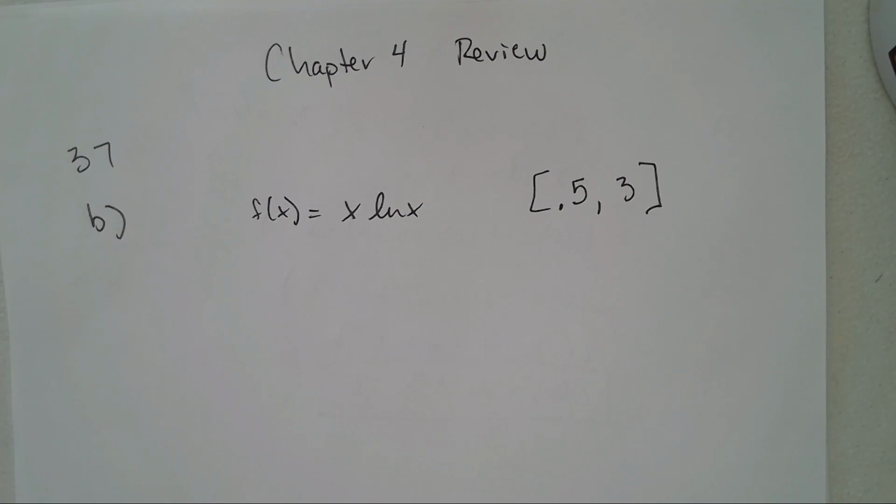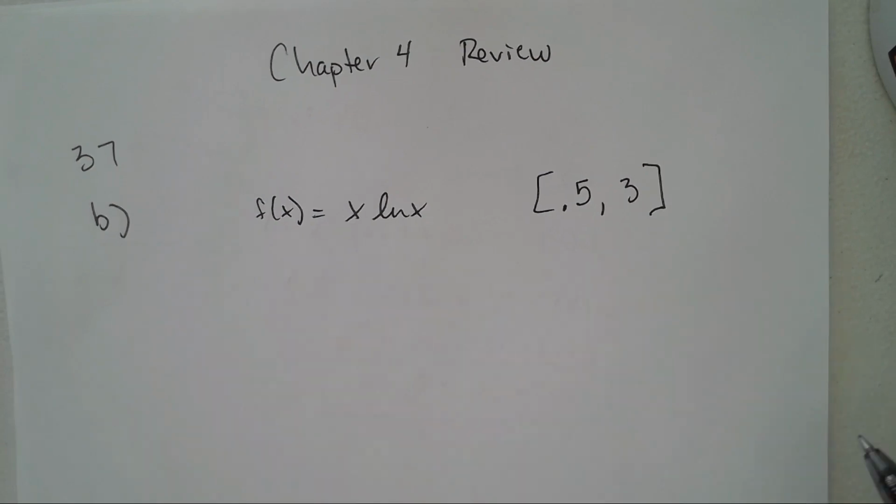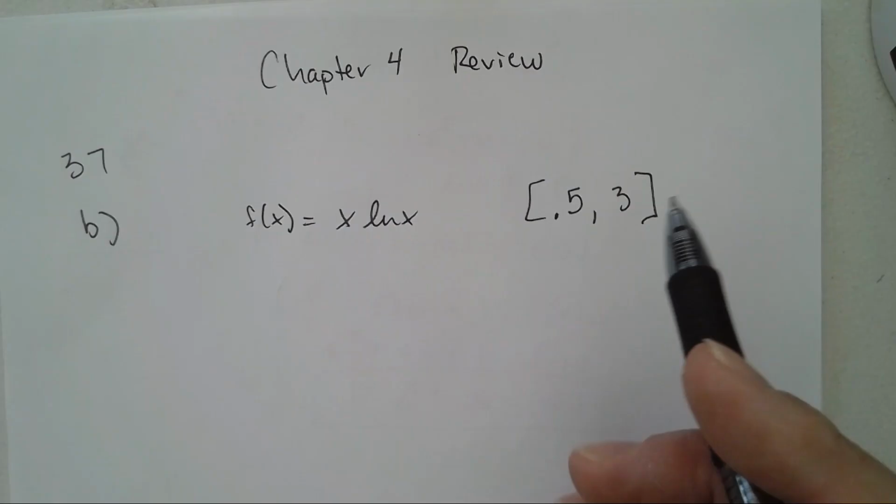Chapter 4, review number 37b, it says show that the function satisfies the mean value theorem on the interval, and then find the value or values of c in which it occurs. So how do I know it satisfies mean value theorem? Has to be continuous and differentiable.